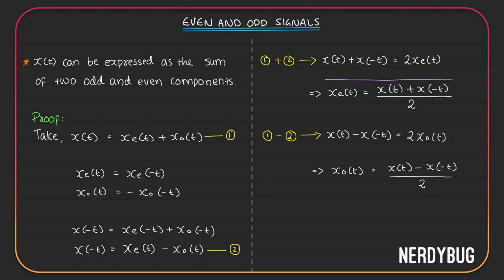So what we have just found out here is that the two components, one being even and one being odd, can be found through these equations. The even component will be x of t plus x of minus t divided by 2. The odd component will be x of t minus x of minus t divided by 2. Let us see if this is true using an example.